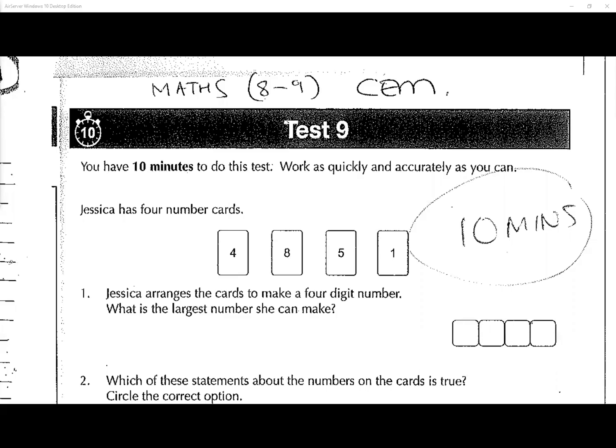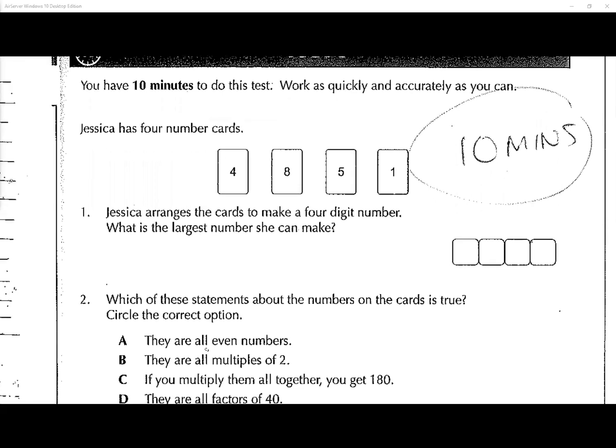Record on this computer. Let's get started. So we've got test number 9, maths 8 to 9 CM. Folks, we are live, we're recording. You have 10 minutes to do this test. Work as quickly and accurately as you can.